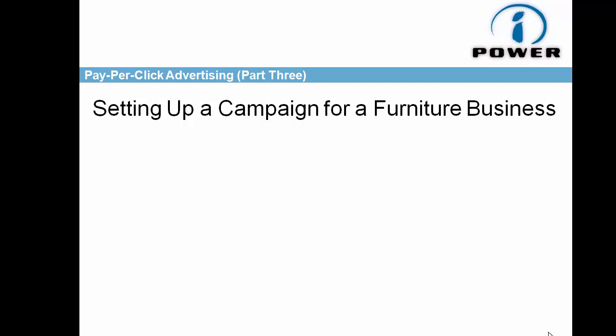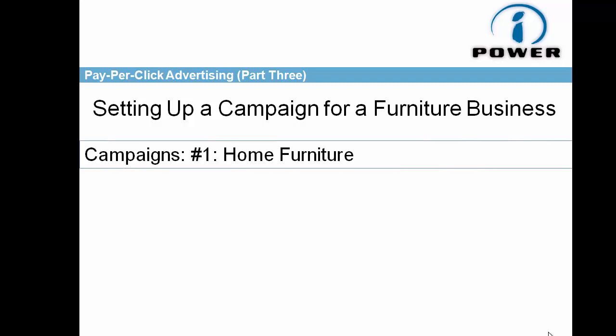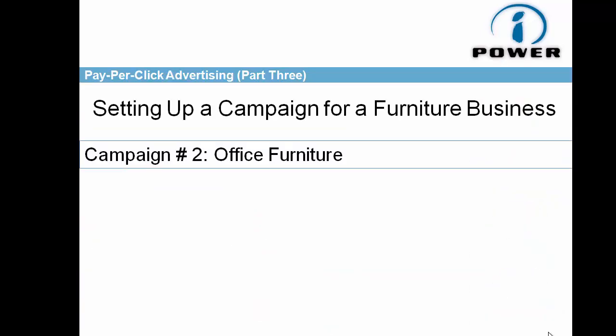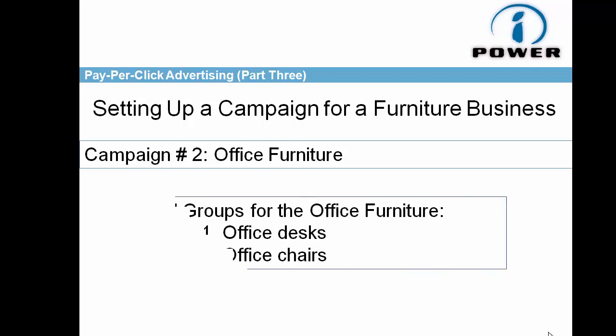Last time we supposed that we are running a furniture business, and the furniture business would have two divisions. One for the home furniture, and so we created one separate campaign for the home furniture, and that campaign actually consisted of two sub-campaigns, or the way Google calls it, two ad groups. One, living room furniture, and the second one, kitchen and dining furniture. Similarly, our hypothetical company has the office furniture line, and within the office furniture line we have two separate lines of products like office desks and office chairs.